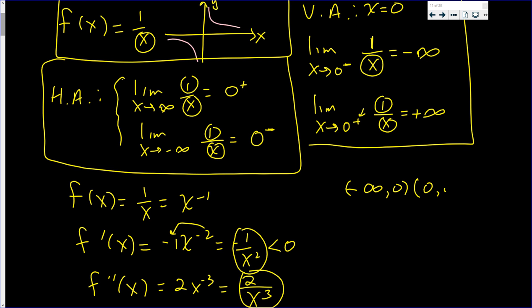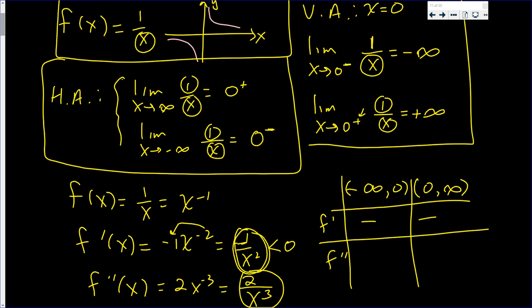As I said, that's always negative. Okay, so it's always decreasing. And 2 over x cubed, well, the numerator is always positive, and if you cube a negative number, you get a negative. And if you cube a positive number, you get positive. These numbers are all negative. Those numbers are all positive. So it's negative, and then it becomes positive. From negative infinity to 0 is concave down, and from 0 to infinity, it is concave up.